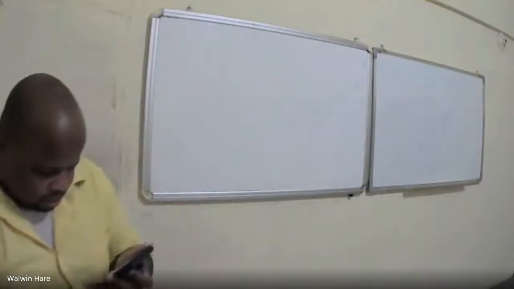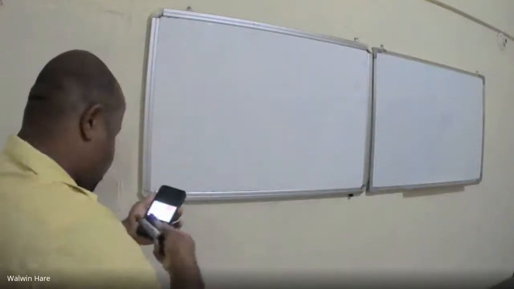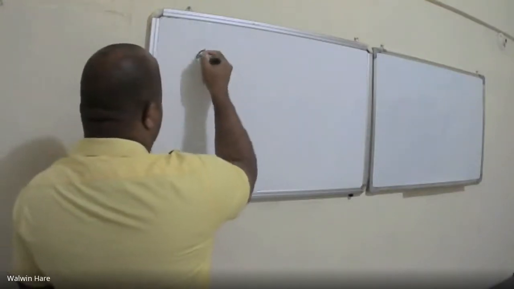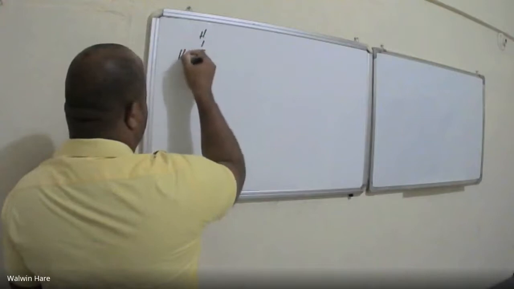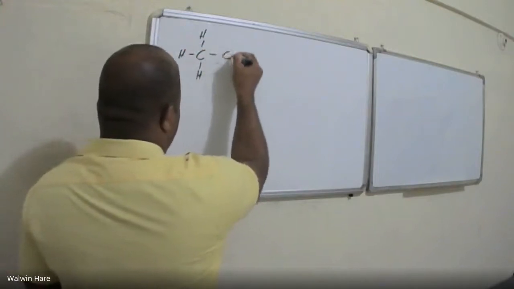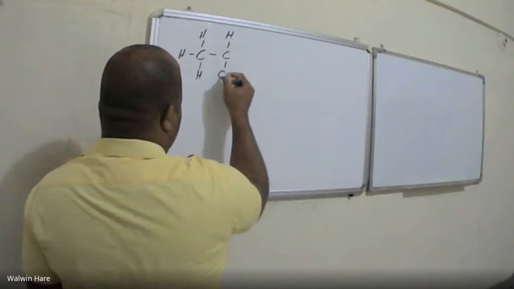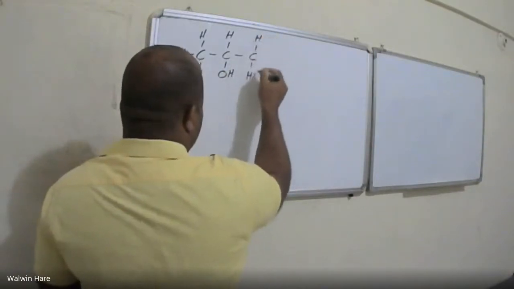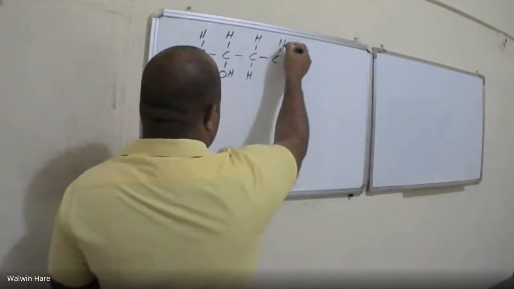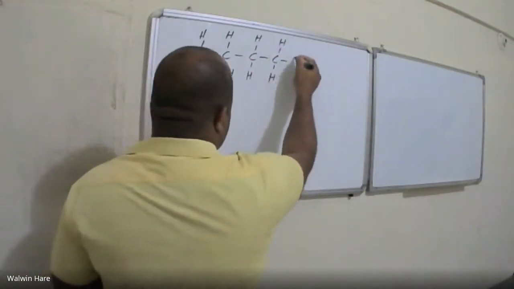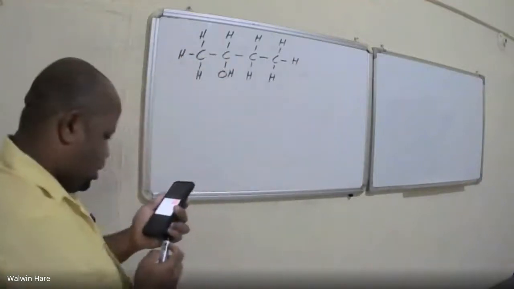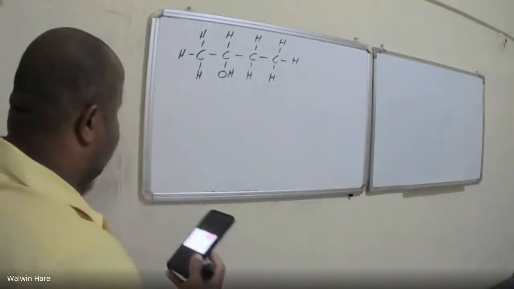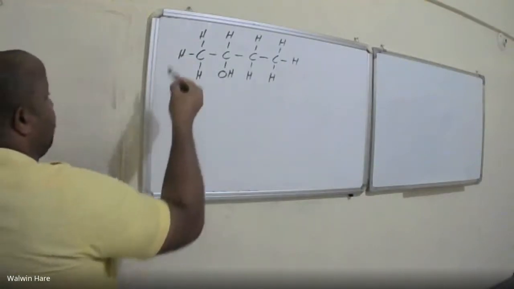Alright, so it says draw the displayed formula for 2-butanol. So let's do that. Alright, so that's 2 marks. Leave it right. Then for part 3, so this is part 2.